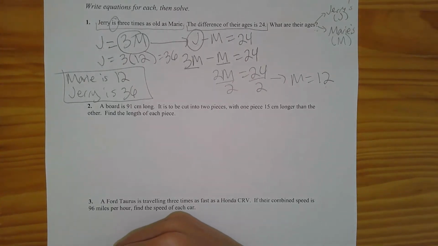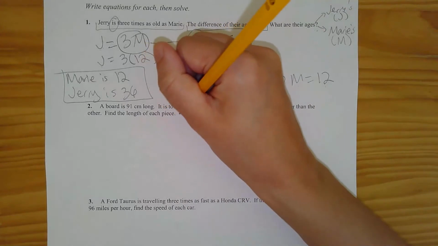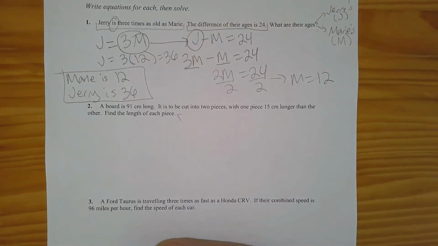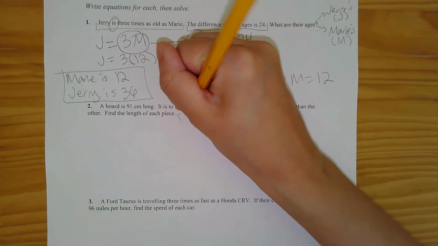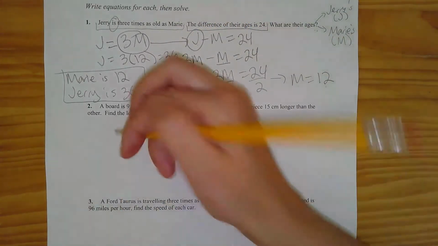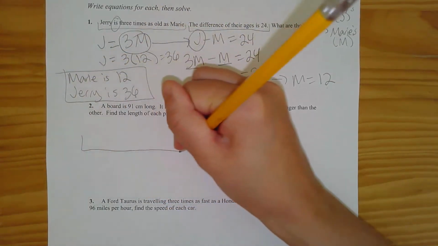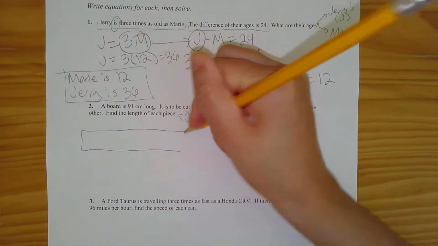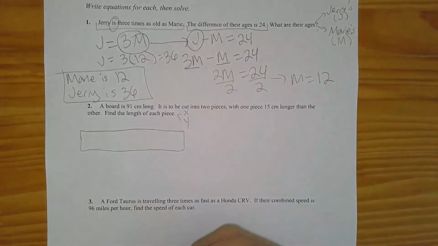Number 2 says a board is 91 centimeters long. It is to be cut into 2 pieces, with one piece 15 centimeters longer than the other piece. Find the length of each piece. All right, so trying to find 2 pieces lengths, and it doesn't really matter, but let's just say that one of them is X and one of them is Y, just so I have 2 pieces, okay? And I'm going to go ahead and draw a picture for this one just to visualize it a little bit better.